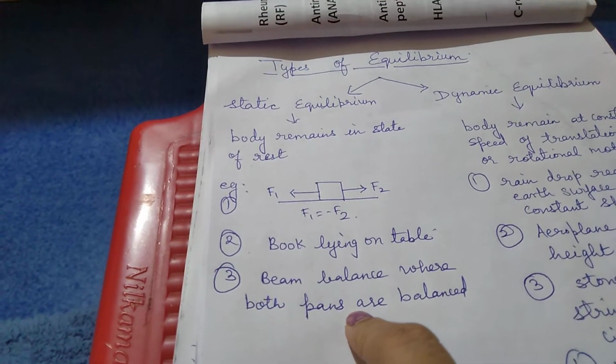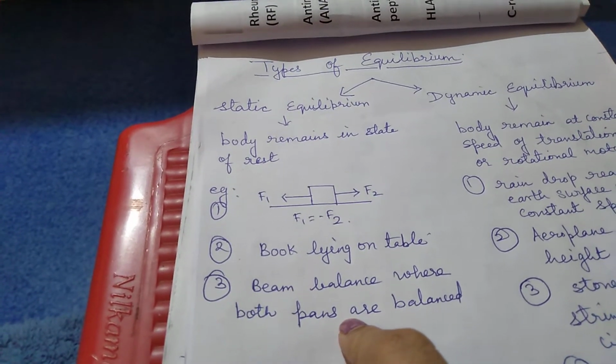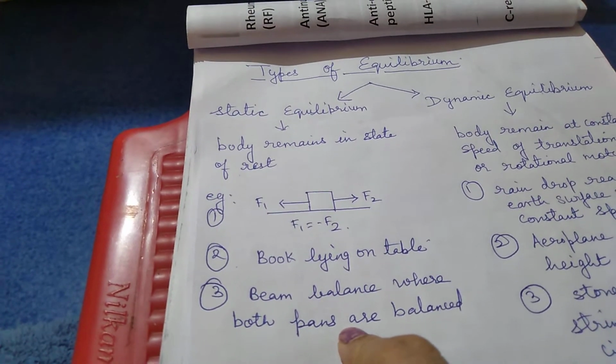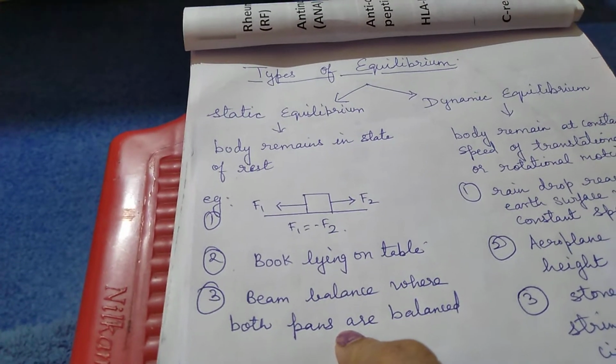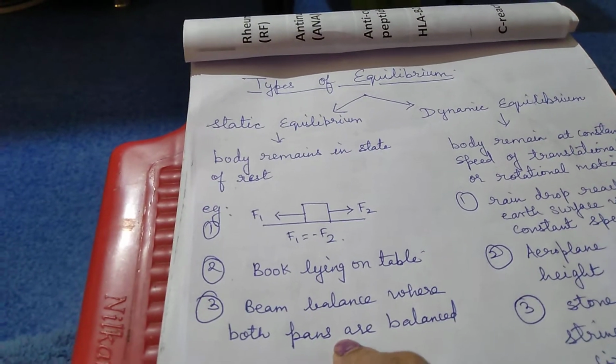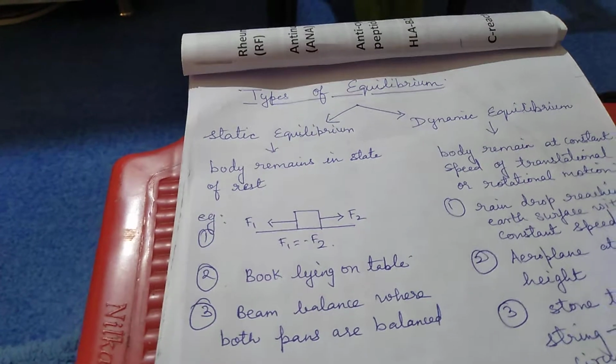Static equilibrium. A beam balance where both the pans are balanced. Now suppose when you are weighing something and both the pans are having equal weight, they are balanced, they are in their state of rest and you cannot change that. So that is again a state of static equilibrium.